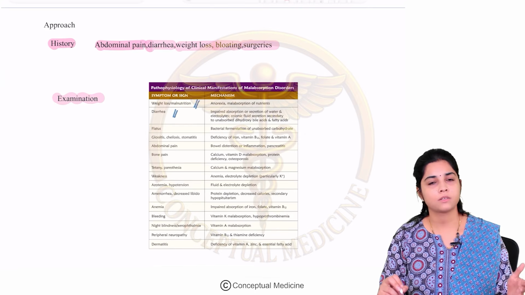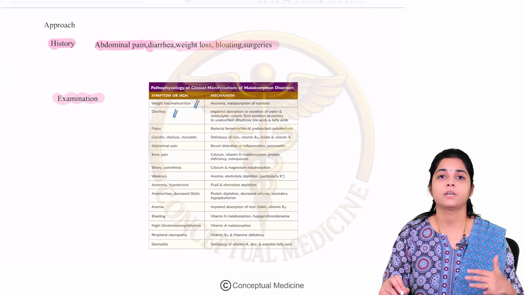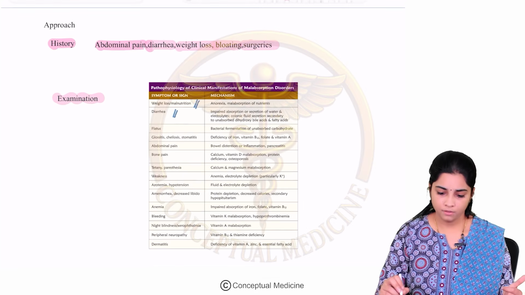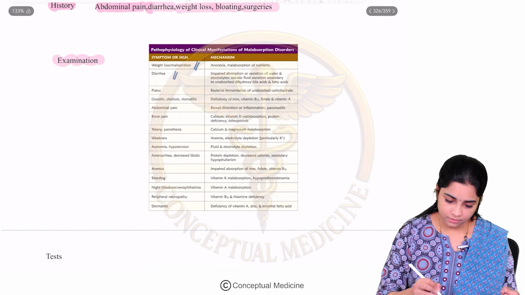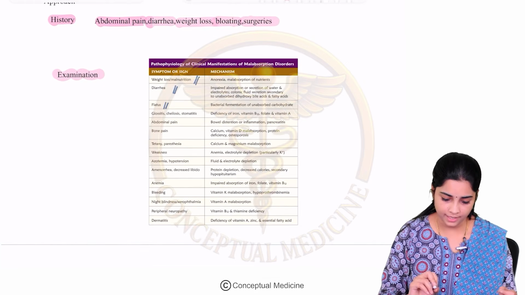You will also have to ask if it is blood stained or not, to differentiate whether this is a malabsorptive diarrhea or an inflammatory diarrhea like your IBD, or is it due to infections. Okay, fine. Then you have to ask about flatus. There is flatus because of excessive production of gas.